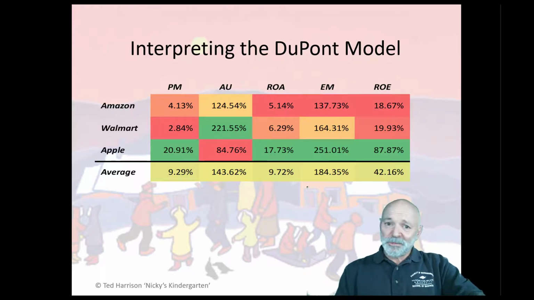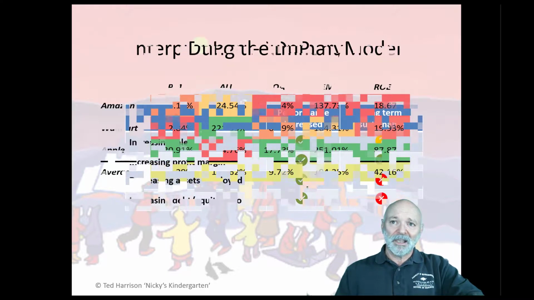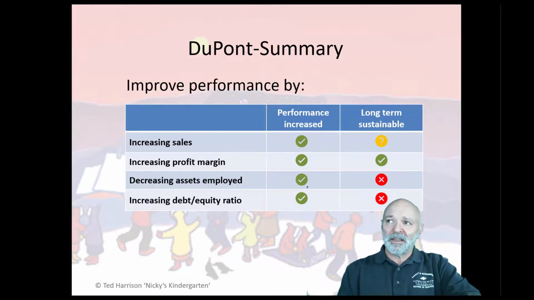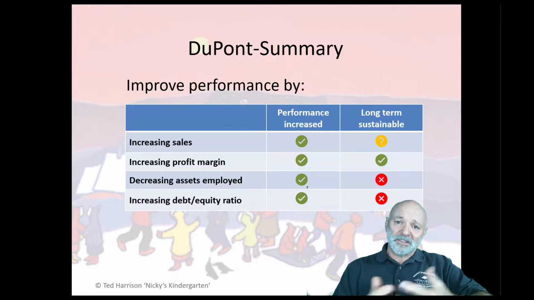All three of these companies are doing really well. The rate of return on equity is much higher than the average for Standard & Poor's companies. So none of these is really a bad company. But of the three, Amazon is in the lowest position. DuPont Analysis is about interpreting the rate of return on equity and making sure that not only the company's rate of return on equity is strong and increasing, but making sure that it's done in a way that's sustainable.